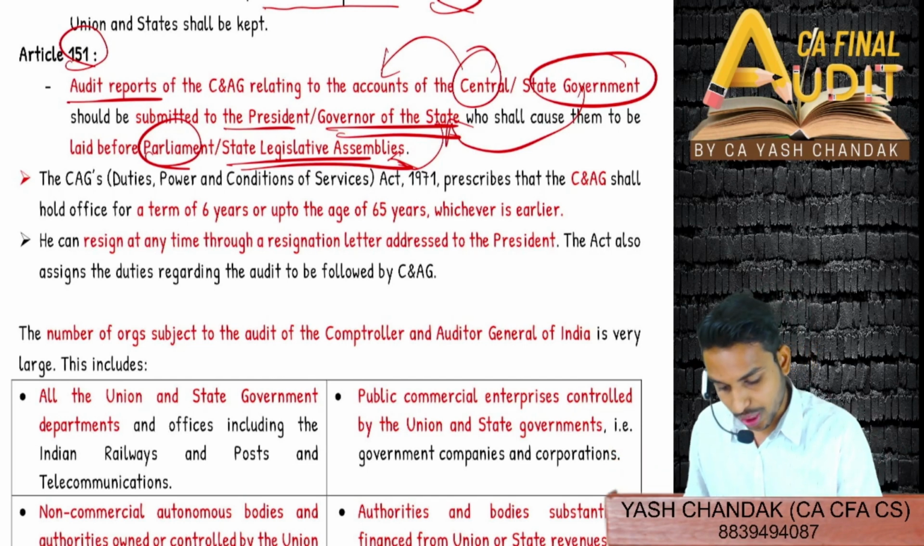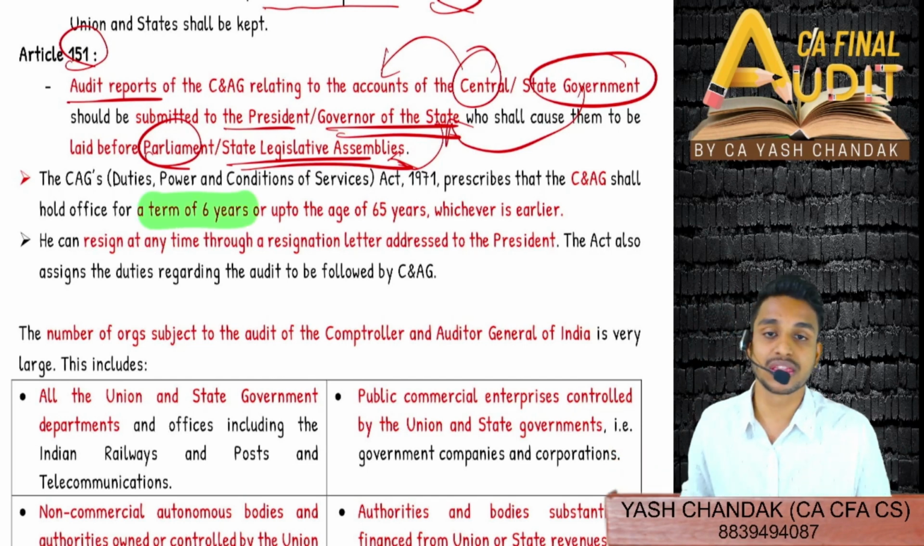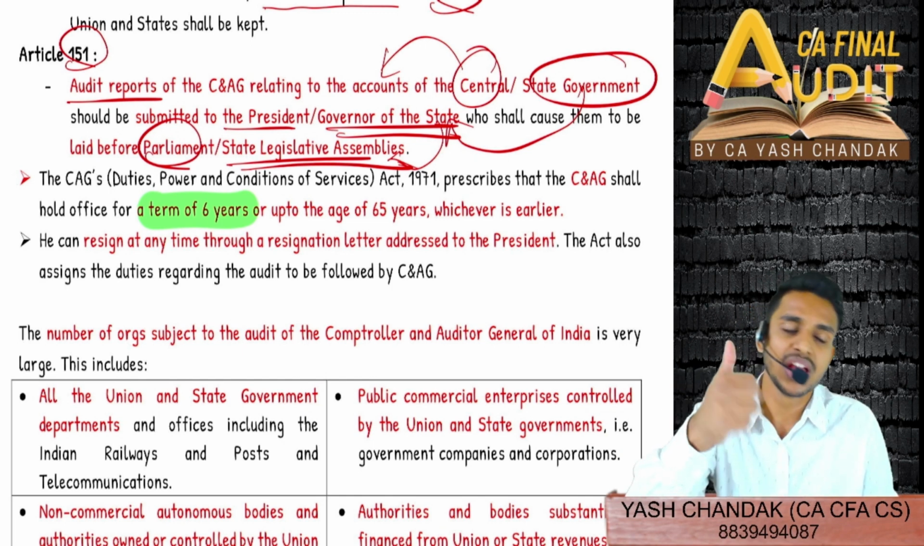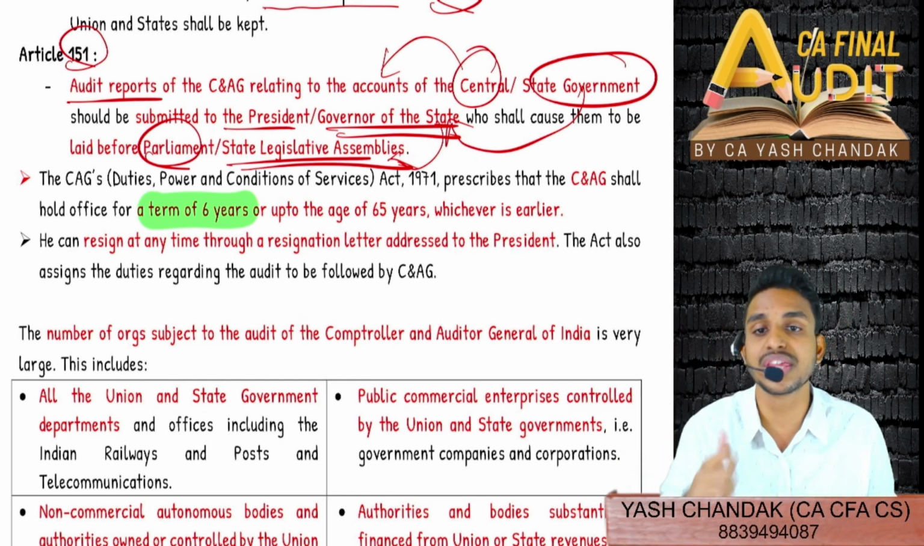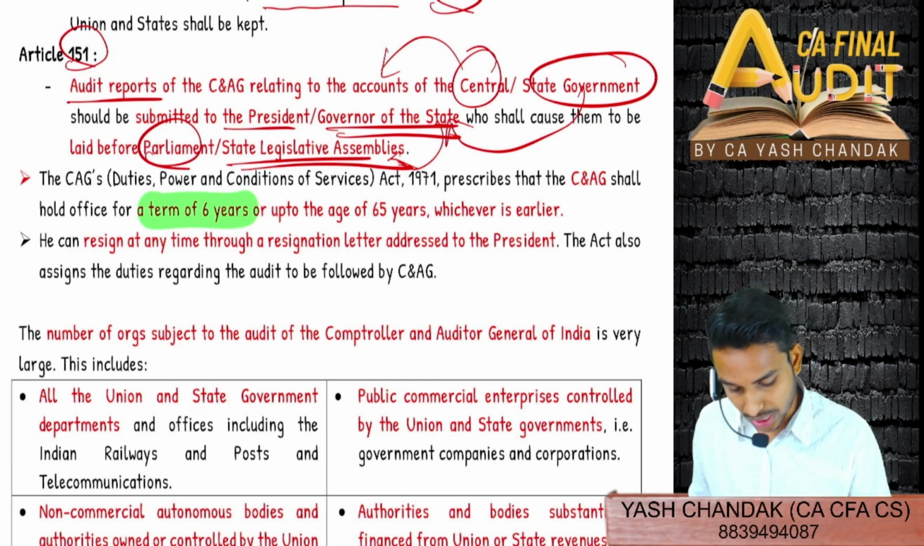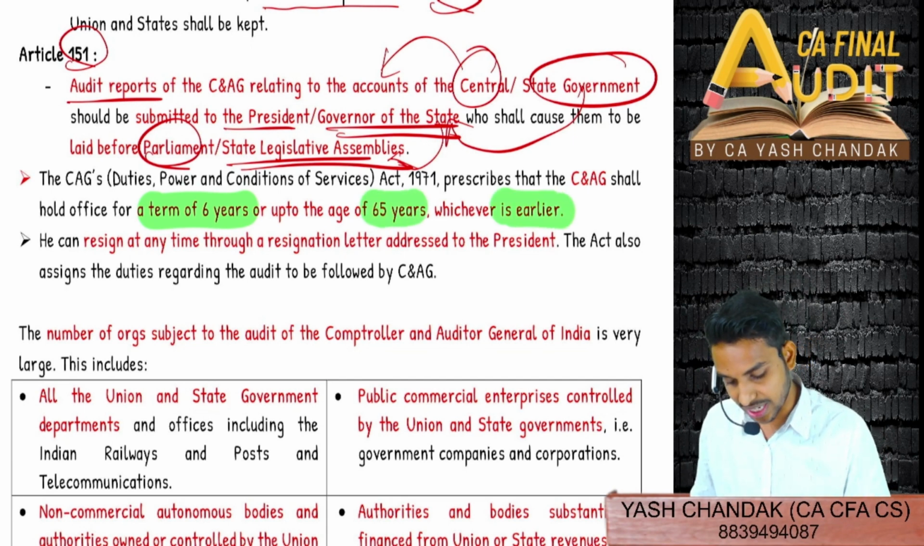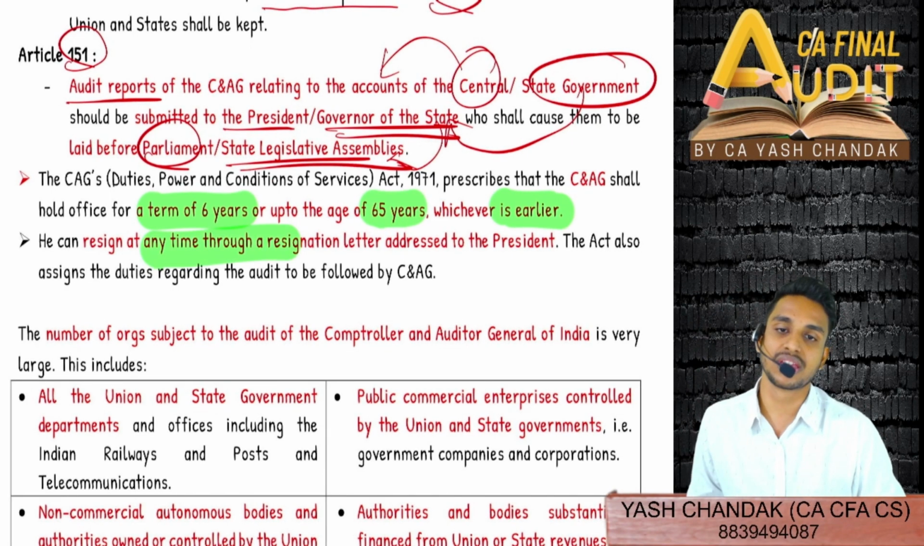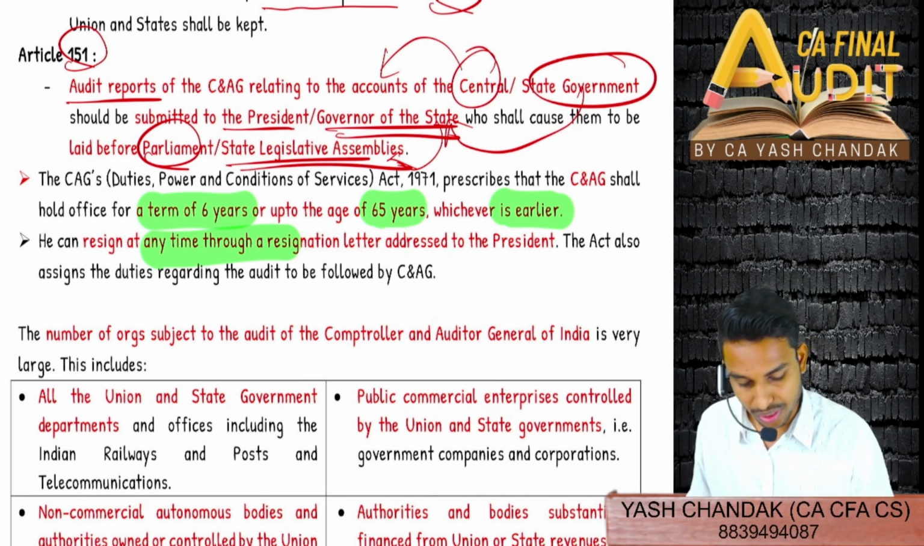And then they also mentioned the CAG's term is 6 years. Do not forget, it's not 5 years. It's 6 years, or up to the age of 65 years, whichever is earlier. And at any time, a resignation letter can be given by the CAG to the President. To the President, he has to resign.